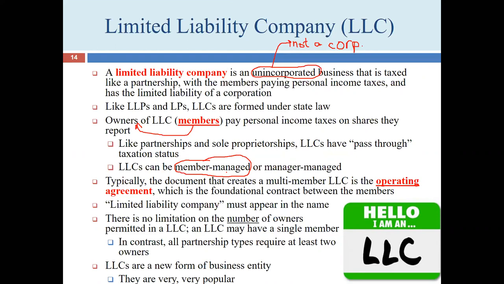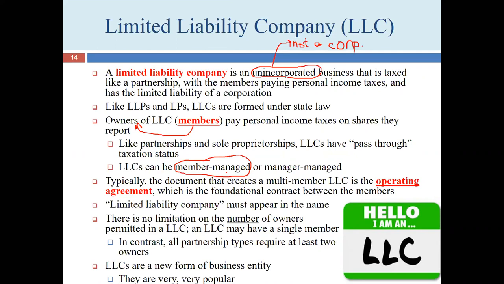If he's just a sole member LLC, he probably doesn't need an operating agreement because he would just be agreeing with himself. That's kind of silly. I mean, I think I'd take 100% of the profits. Well, no, I don't think you should take 100% of the profits. Well, that just doesn't make any sense.